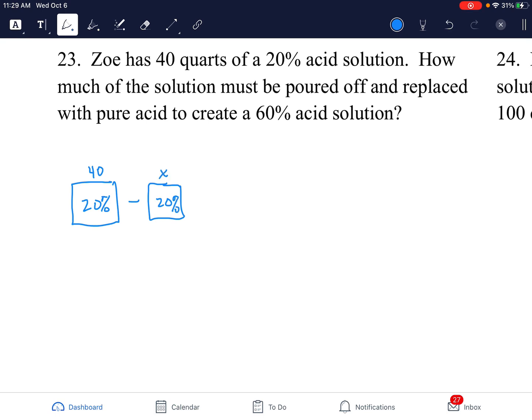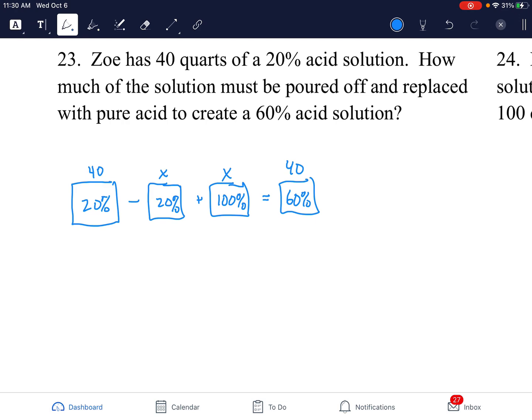We don't know how much he's pouring off. And we're replacing it with pure acid. Since it is pure, it must be 100%. Again, we don't know how much we're adding. But when we are done, we're going to get a 60% solution. And then the amount is going to be 40 again, because 40 minus x plus x is 40.